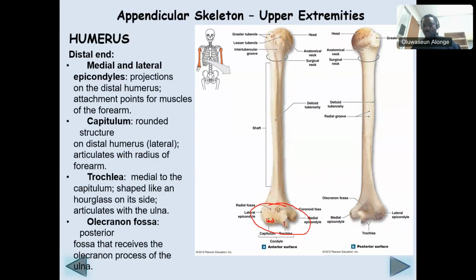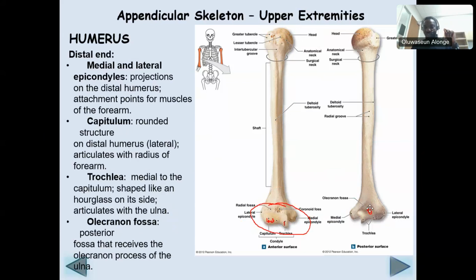And you're going to see the trochlear notch on the ulna when we look at the ulna. Then on this side, which is the posterior view, you're going to see the olecranon fossa. Now, when you see a notch or fossa, it's a depression. So the olecranon fossa on the humerus exists because there is an olecranon on the ulna that will fit into the olecranon fossa.